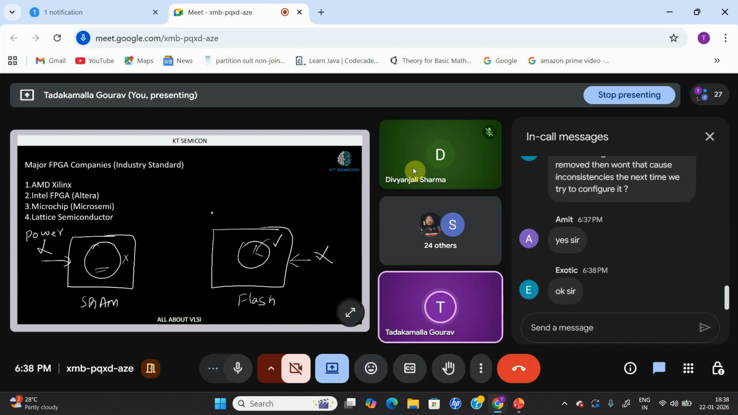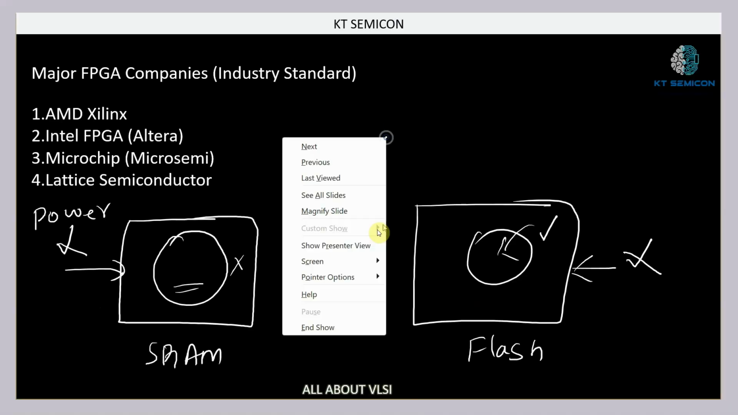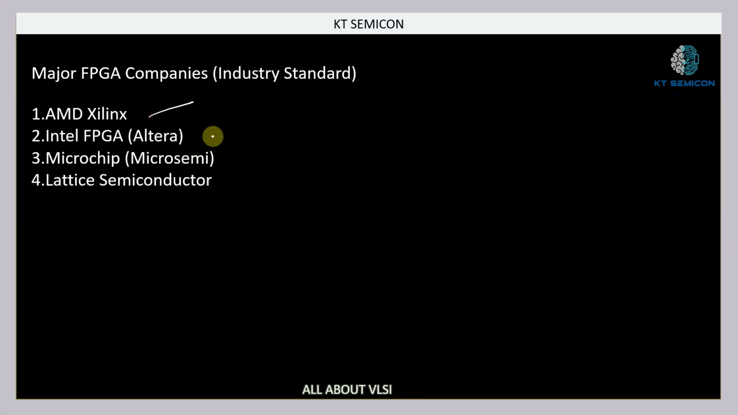Next come the major FPGA companies which we are going to use. We have AMD Xilinx, Intel-based FPGAs, which is Altera, Microchip, and Lattice Semiconductor. So these are the different vendors which we have.